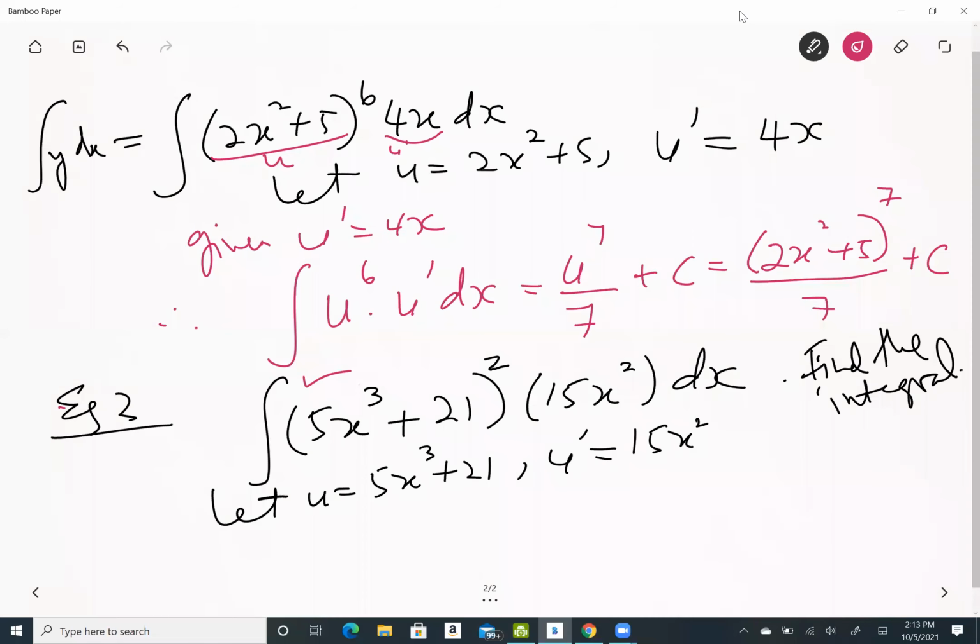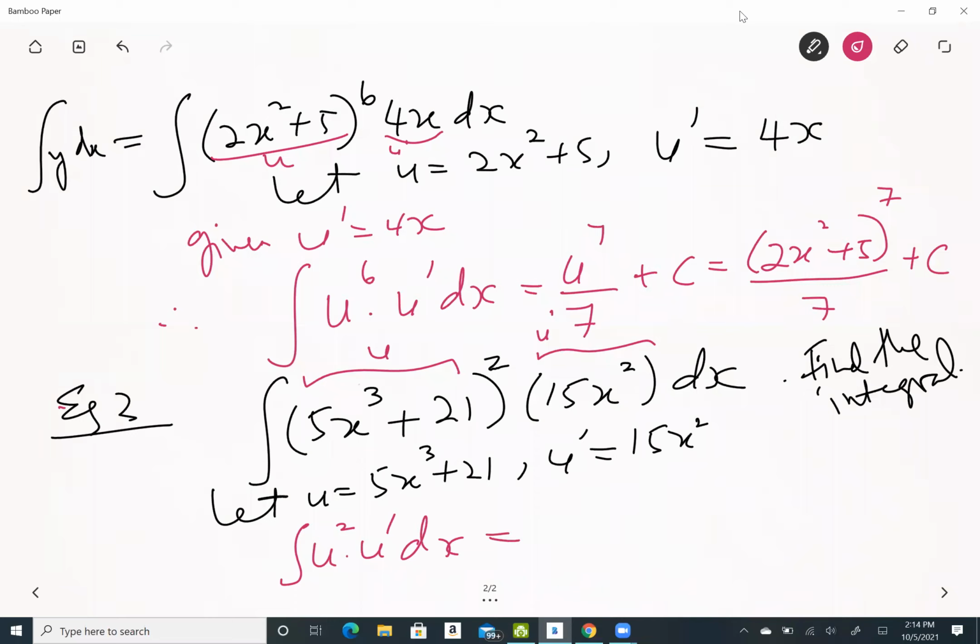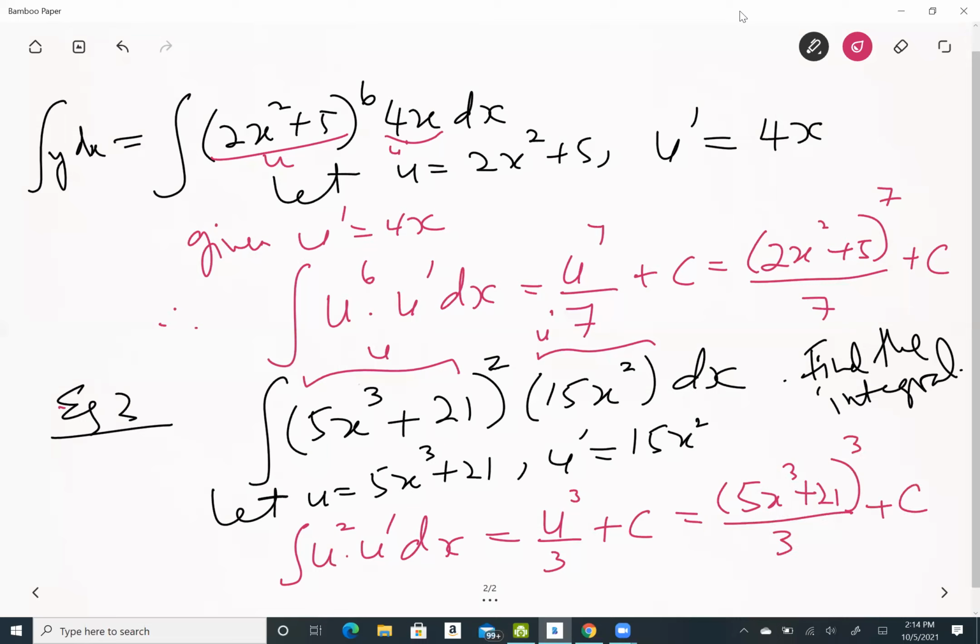So you go back to the equation. What do I have? I have here this, the u. What about this? That's u prime. So the form that you have is exactly the form for the power rule. I have u to the power of 2 multiplied by u prime, which is 15x squared dx. And what is the integral? The integral will be u raised to the power of 1 more divided by the new power. So you get u to the power of 3 divided by 3 plus c. I bring in the bracket again: (5x cubed plus 21) to the power of 3 over 3 plus c.